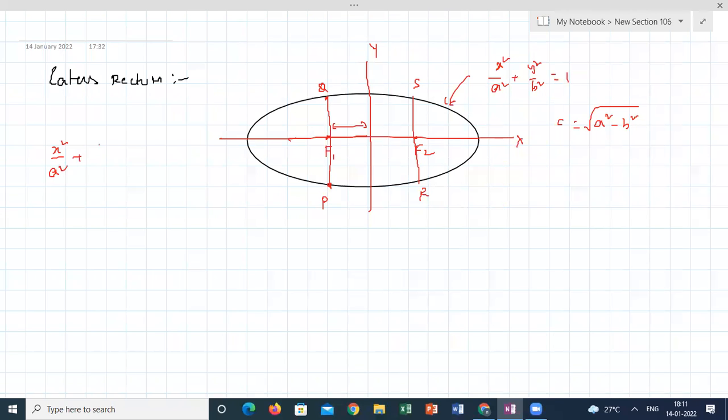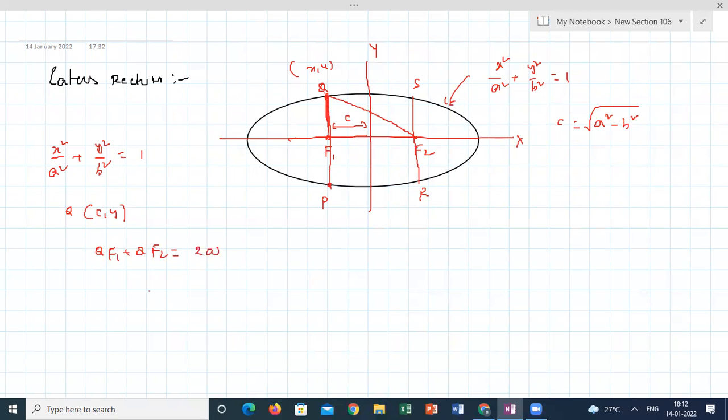Suppose this is my equation of the ellipse. Point Q is (c, y). This distance is c, and this is any point (x, y). So Q can be written as (c, y), and if Q is a point on the ellipse, I substitute here. We can join QF2. We know that QF1 plus QF2 is 2a.